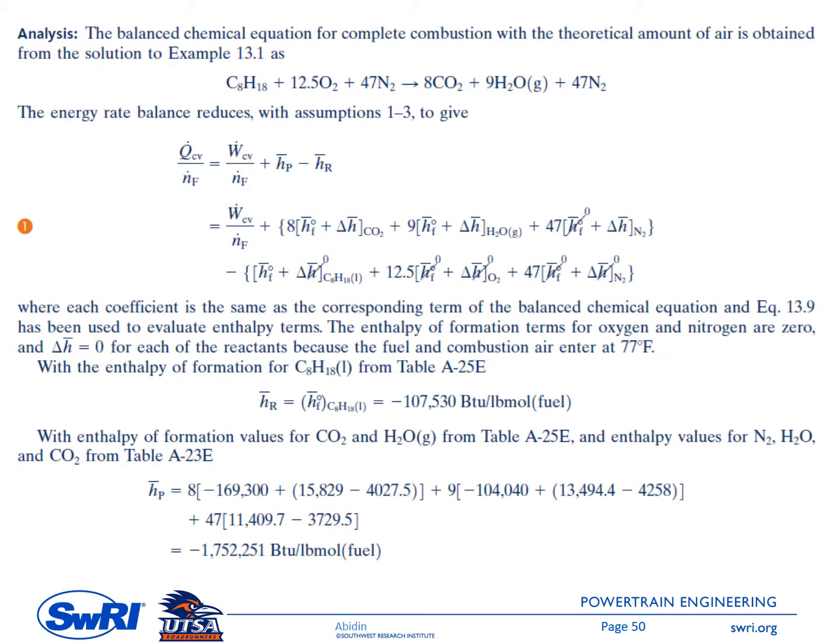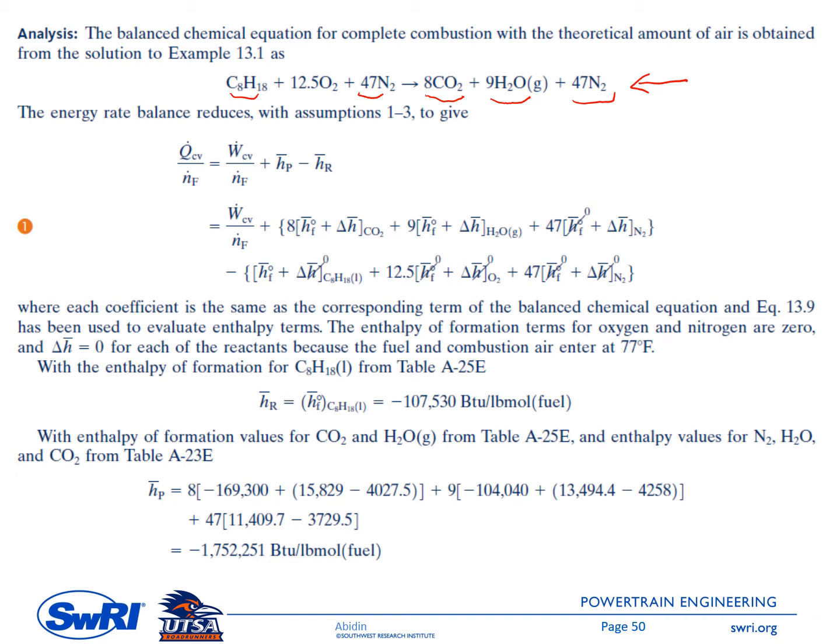The first step, we need to write down the stoichiometric combustion reaction for octane, and it is shown here. So we have 1 mole of octane. It requires 12.5 moles of oxygen and 47 moles of nitrogen. And this is a stoichiometric or complete combustion. We have CO2, H2O, and nitrogen only on the right hand side. So the product is 8 moles of CO2, 9 moles of water vapor, and 47 moles of nitrogen.